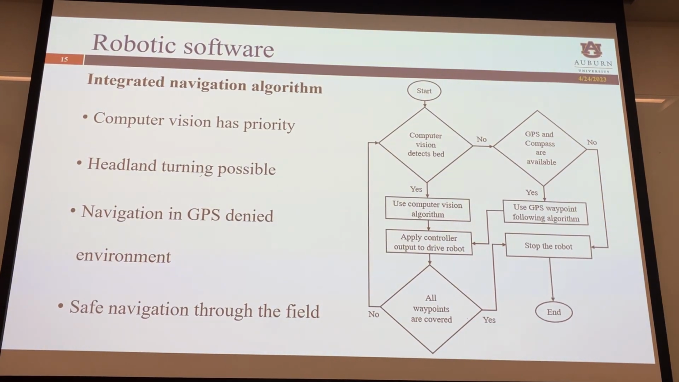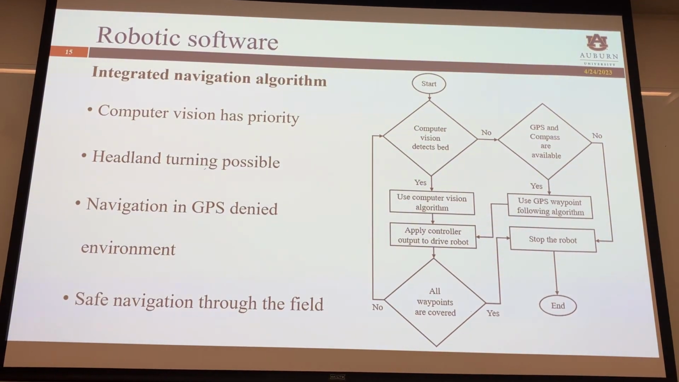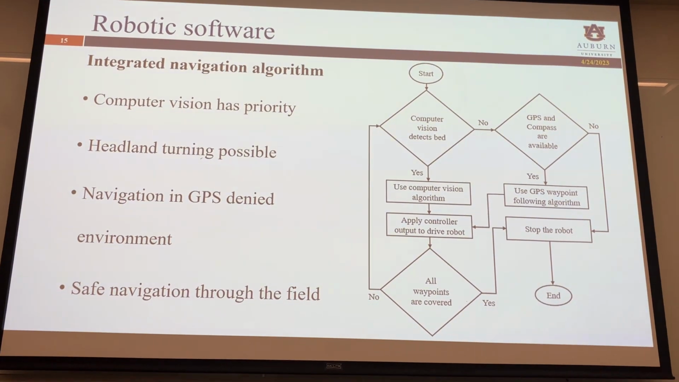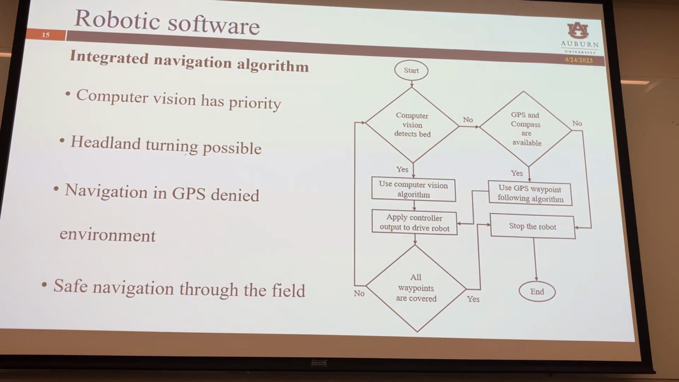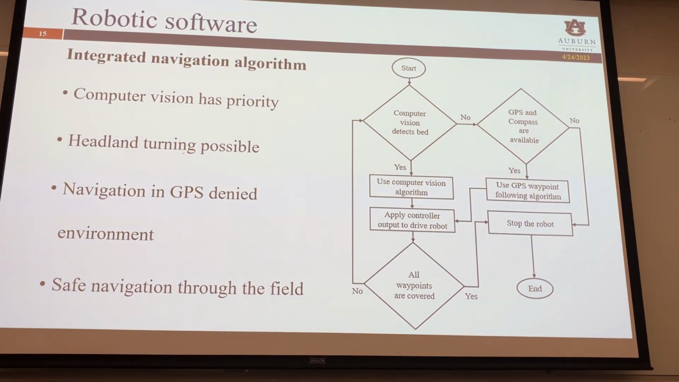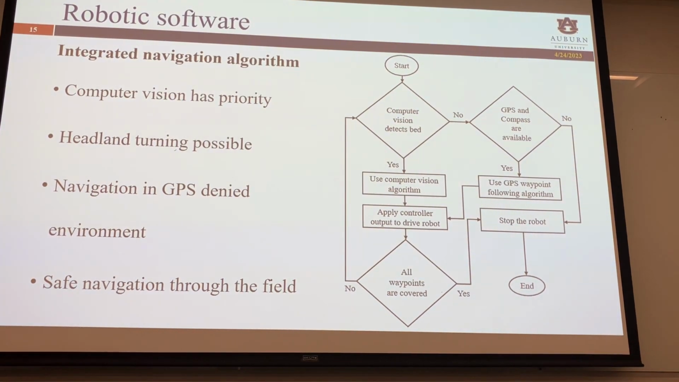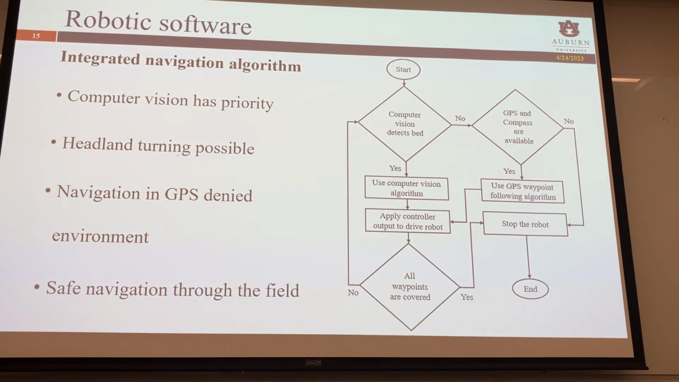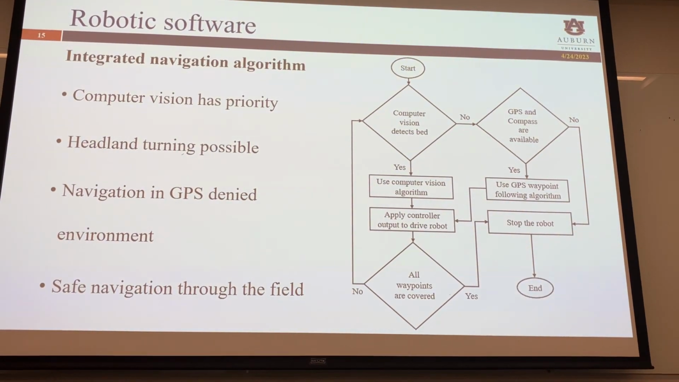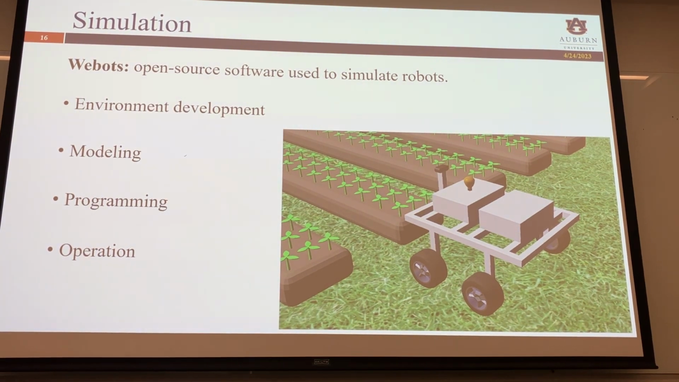Now, since we have two navigational algorithms, there is going to be a priority order on them. So whenever vision is available, it's more reliable, and we are going to go with vision. But at the headland turnings, there is no row detectable. That's when we will use GPS data. And if none of them are available, the robot is going to do an emergency stop, or just a stop.